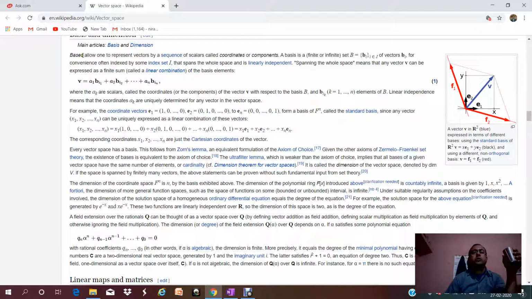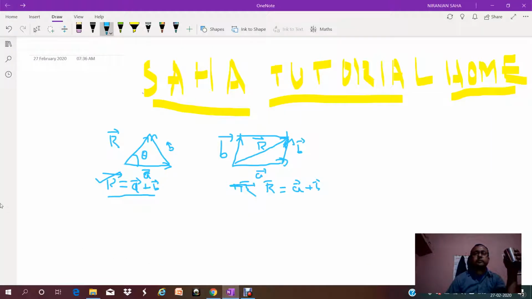To understand basis and dimension, you have to know what a linearly independent or linearly dependent set of vectors is. So let's see linearly dependent and linearly independent. First we will see what linearly dependent is.